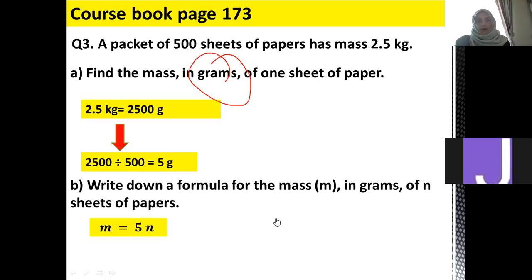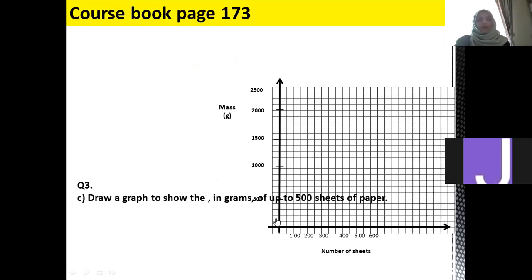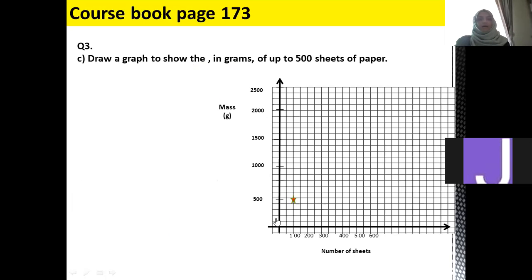Here we are. We have this part. They want you to draw the graph to show the mass in grams up to 500 sheets. Now we know that one sheet equals 5 grams, so 100 sheets will show 500 grams, and then we will start drawing and finding the points. Remember, they are in direct proportion, so they should pass through the origin, the 0 point. Okay, this is how we draw the graph.